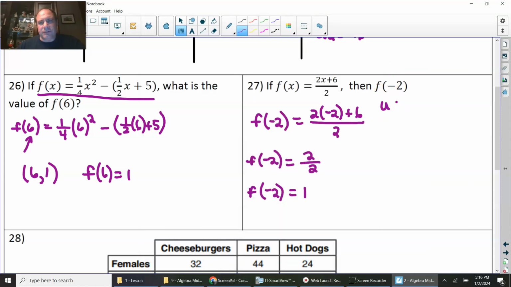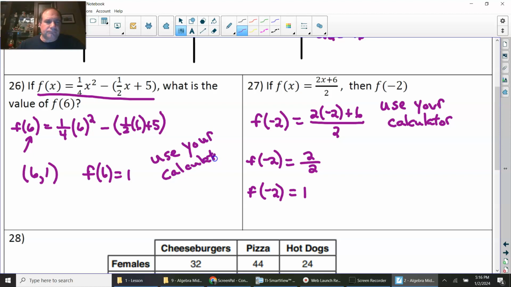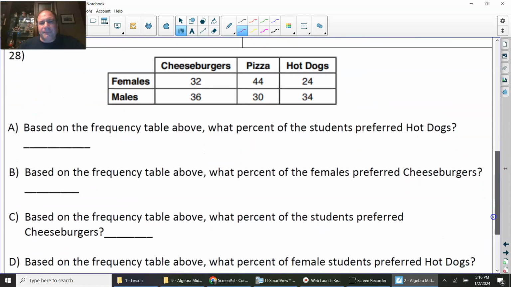Use your calculator. Or you could use your calculator. All right, and that's about it there.